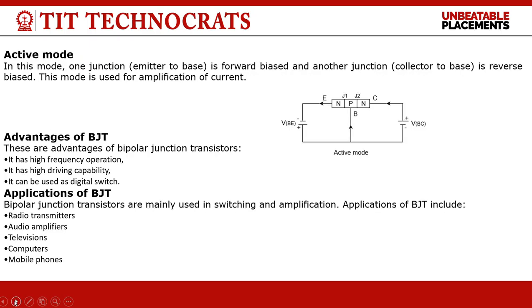Now in active mode, one junction is forward biased and the other junction is reverse biased. This mode is used for amplification of current. And this is the diagram of the active mode device.